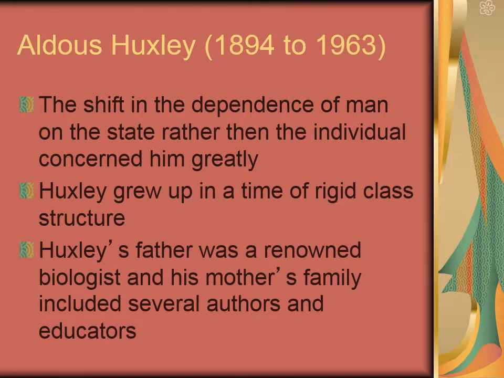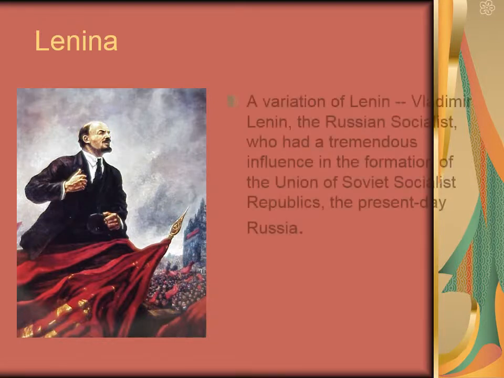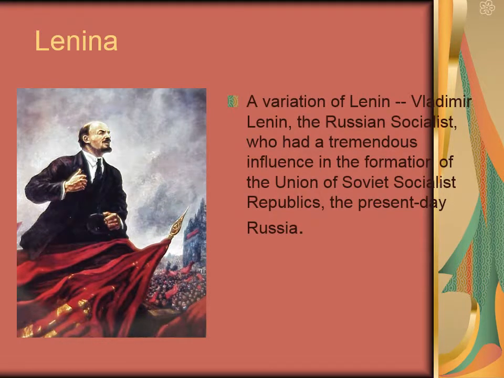He wanted to talk about the shift in dependence of man on the state rather than the individual, even though he himself grew up in an environment with an extremely rigid class structure. His father was a well-known biologist, and his mother came from a very well-known family of authors. So he had a background in both science and writing.